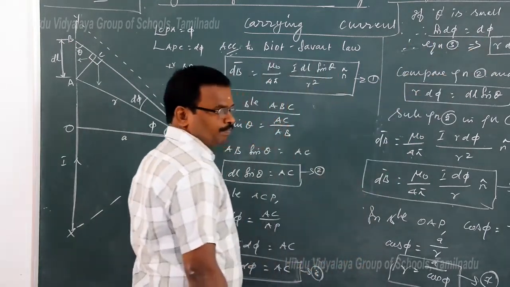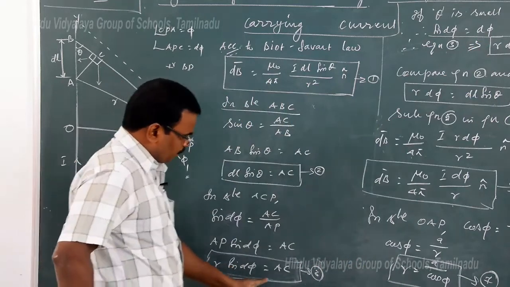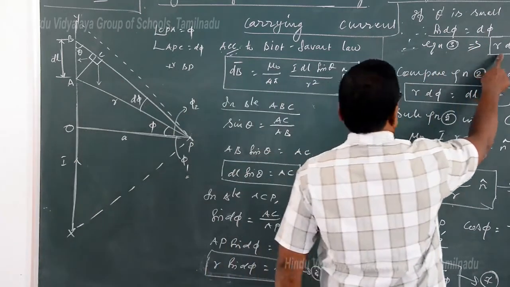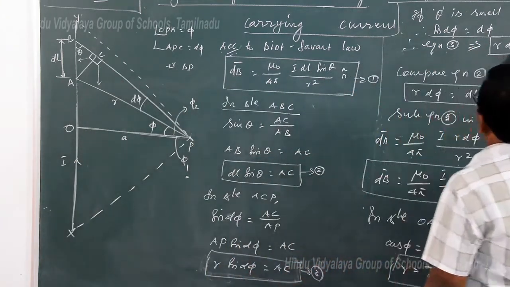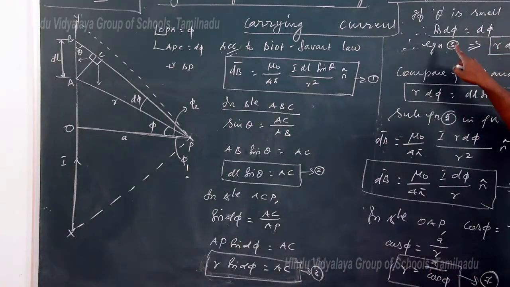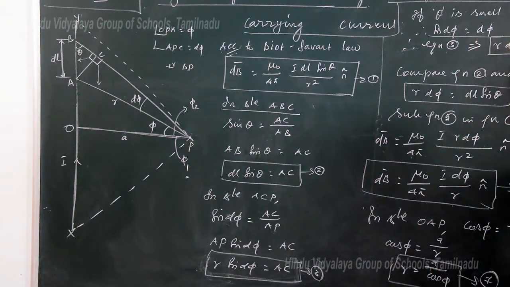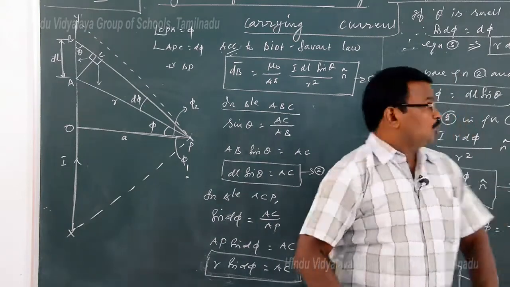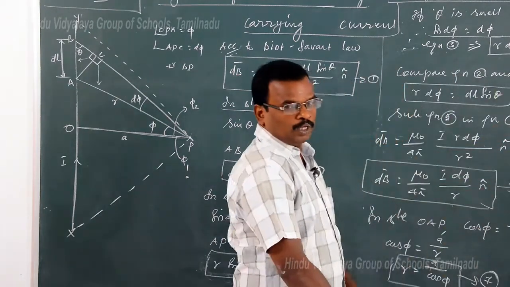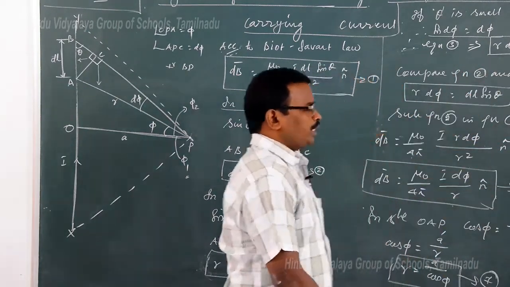dφ only. Therefore in equation 3 we can write r into dφ instead of sin dφ, because the angle is small. This is equal to what? AC. So this is equation number 4. So r into dφ is equal to AC.